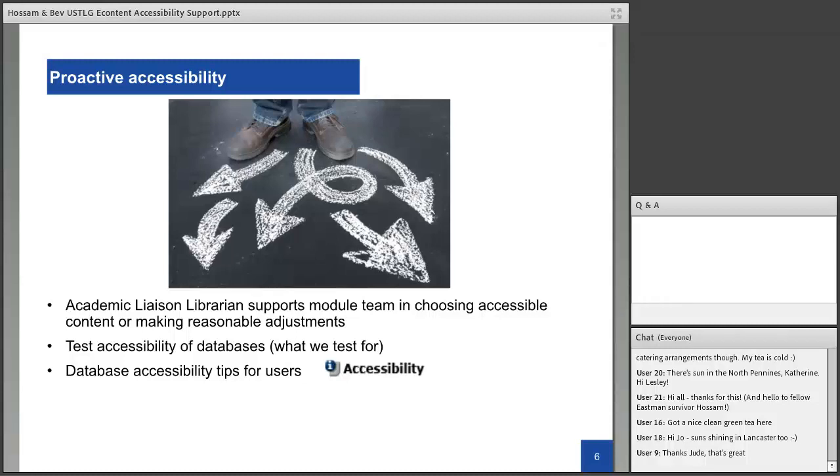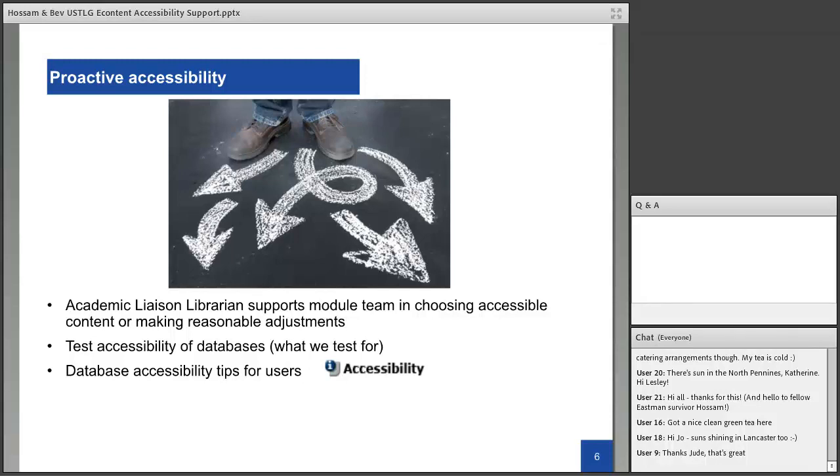Usually our academic liaison librarians will advise the use of a certain article or a certain database, and then they come back to our accessibility team and ask whether this database or article is accessible. For that, we check the accessibility and test databases. We have certain criteria that a platform or supplier should meet in order to say that a database is accessible or not. So part of the work we do is the testing.